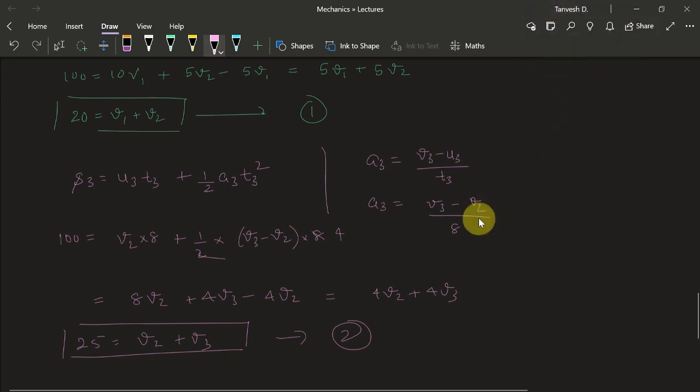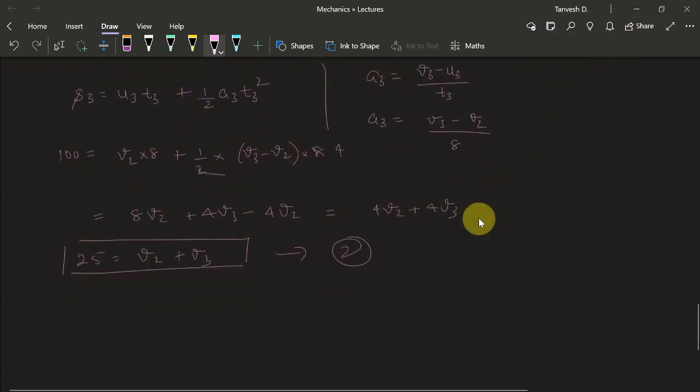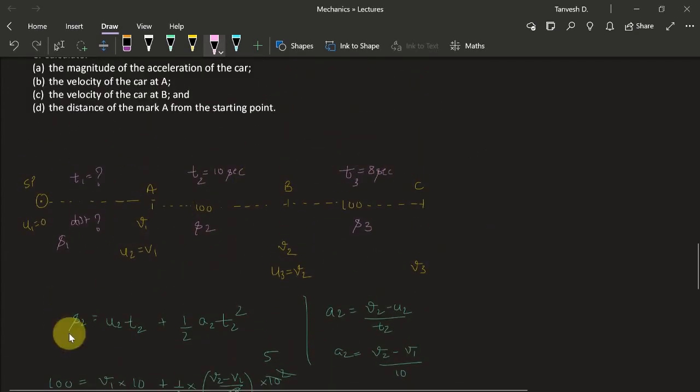And what else can we get? What else do we know? We know one velocity here, u1 equals to 0, right? So we have utilized so far whatever information we had, I mean this information, 100 and 100, these pieces of information we have utilized. We have one more piece of information with us, which is u1 equals to 0. It's one known value we have with us, so I think we can utilize this.